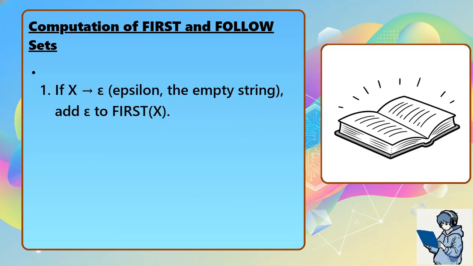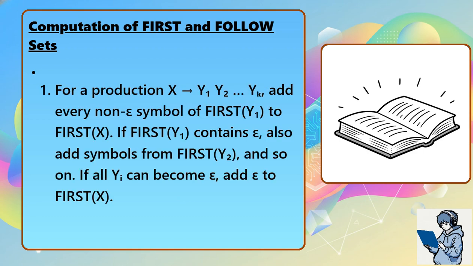If X produces epsilon, the empty string, add epsilon to first of X. For a production X produces Y sub 1, Y sub 2 through Y sub K, add every non-epsilon symbol of first of Y sub 1 to first of X. If first of Y sub 1 contains epsilon, also add symbols from first of Y sub 2, and so on. If all Yi can become epsilon, add epsilon to first of X.